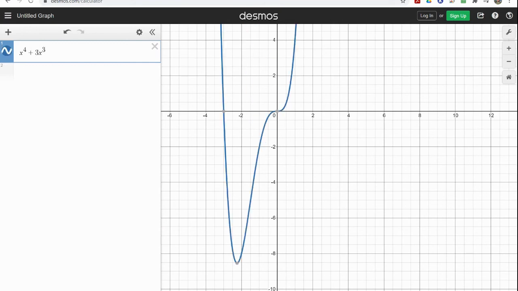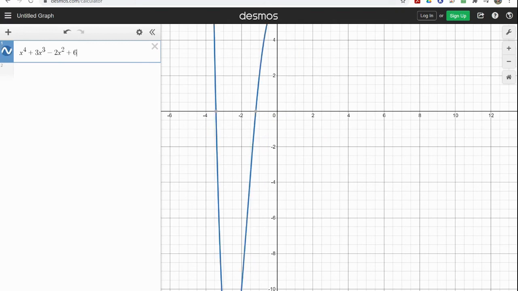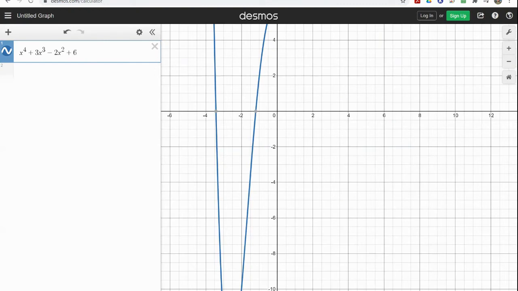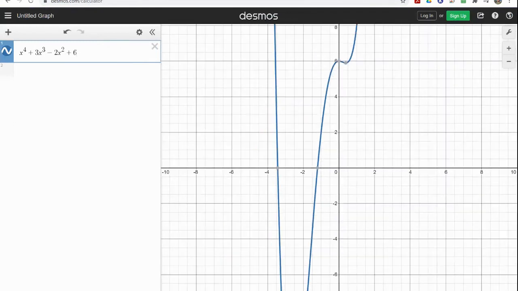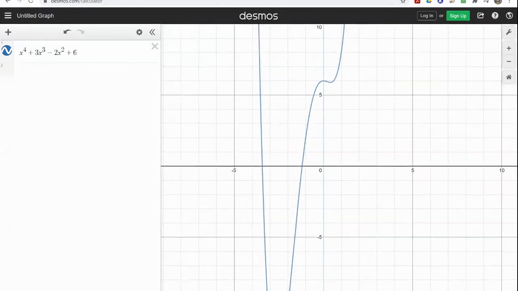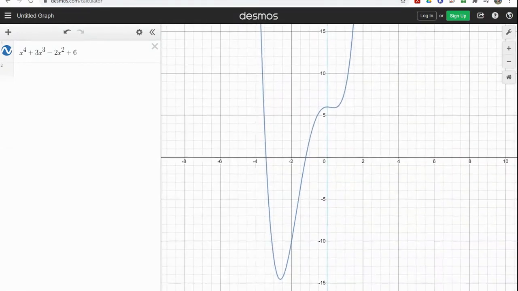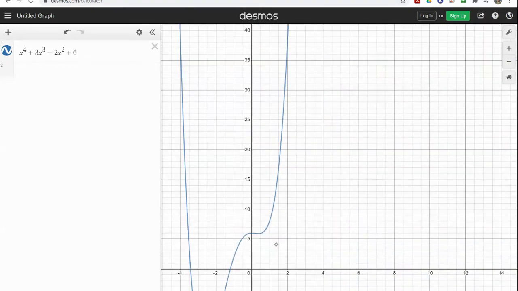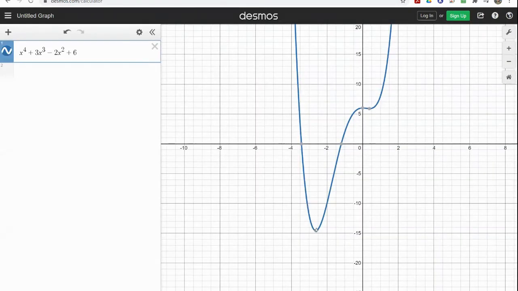x cubed minus 2x squared. Hopefully I typed that right. All right, looks good. My graph's a little, I can't really see it all, so let's take a look. Oh, lots of stuff happening. I'm going to squash it in the Y direction so I can get it all on the screen. Neato, huh? And then I'm going to hit some points so I can actually see them. Hey yo, that point, that point, that point.